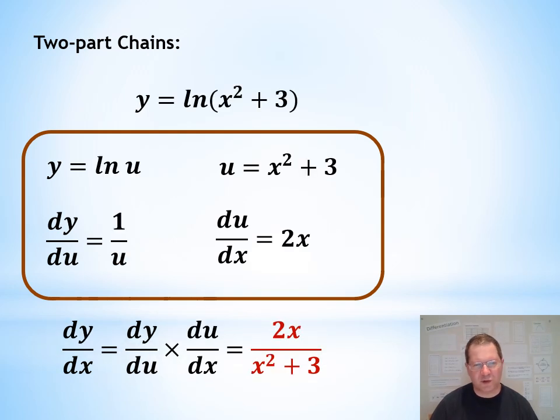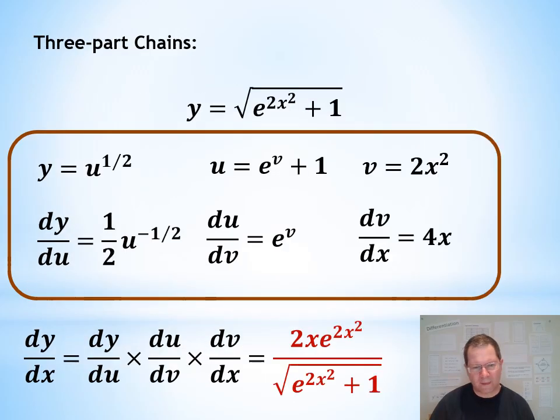So a final two-part chain, this one with a logarithm in it. So y equals ln of x squared plus 3. We can write this as y equals ln u, where u equals x squared plus 3. dy by du, as we've seen in the previous video, would be 1 over u. du by dx is 2x, and when we multiply those together we get 2x over u, and we know that u equals x squared plus 3, so dy by dx would be 2x over x squared plus 3.